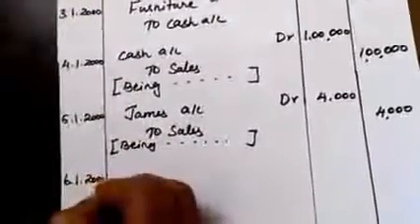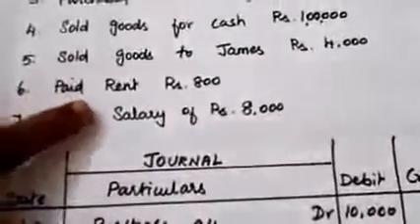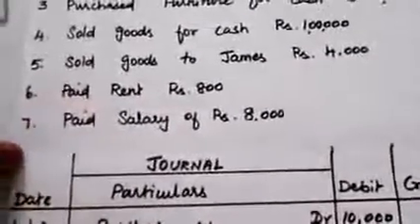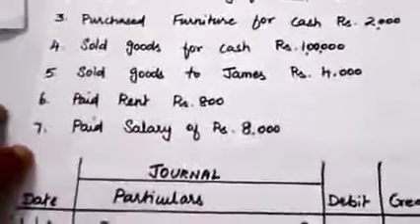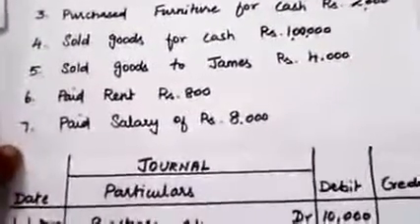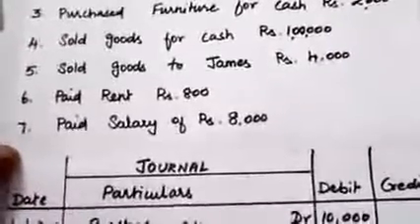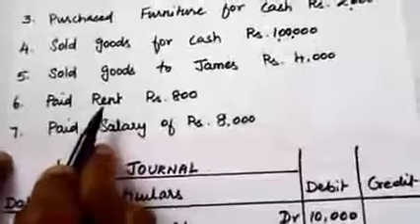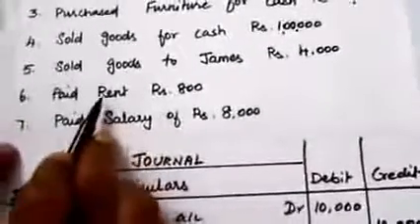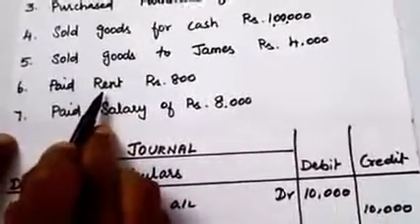Then, on 6th January 2000, paid rent. Rent, it's an expense, no? Any expense, it's a nominal account. What is the rule for a nominal account? Debit all expenses and losses, credit all incomes and gains. So, when you pay rent, it is an expense. So the nominal account rule is debit all expenses. So, enter this item under debit.